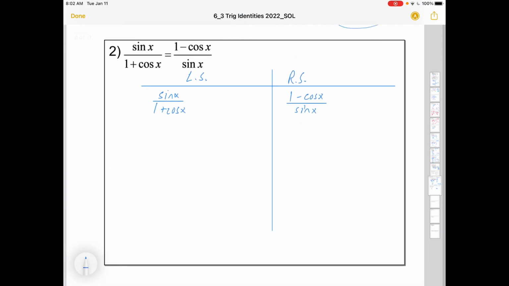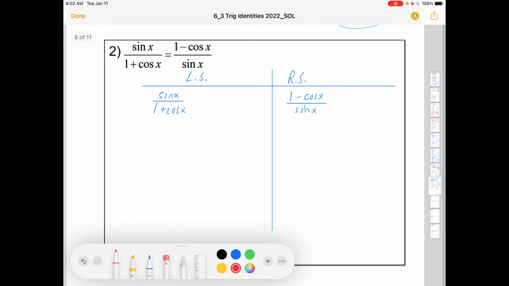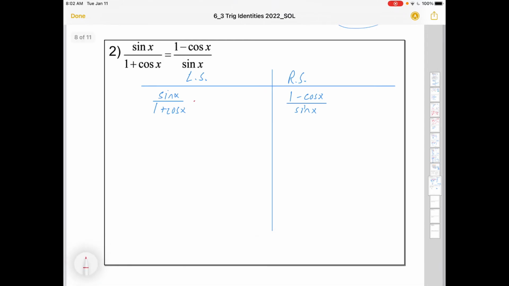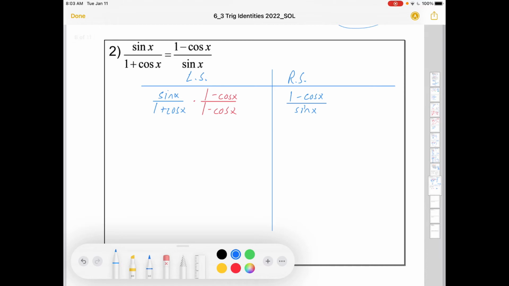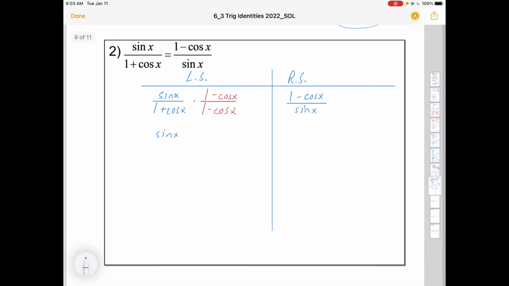So I could actually work with either side here. I'm going to choose to turn the left side into the right, but you could do it the other way around. And so I'll just try this. I'll try multiplying by the conjugate of 1 plus cos x, which would be 1 minus cos x. And if I multiply through here, I'm going to get sine x minus sine x cos x. Turns out it would be actually better here to not bother to multiply it all out. But I'm going to pretend I don't have that insight and figure out what the bottom is.